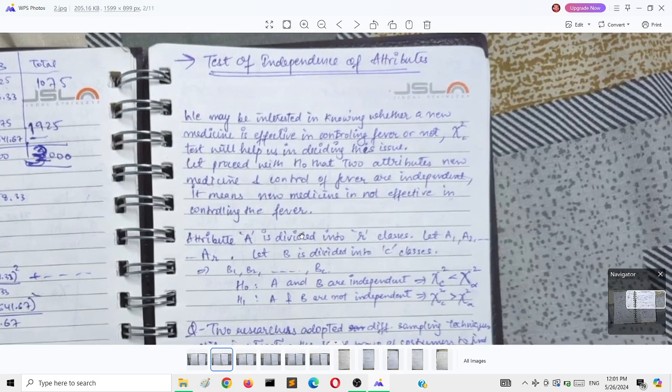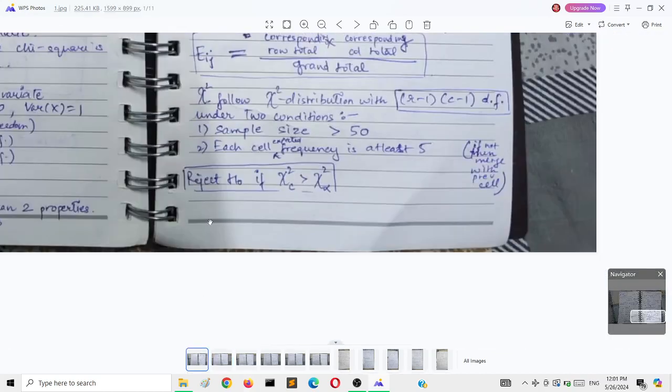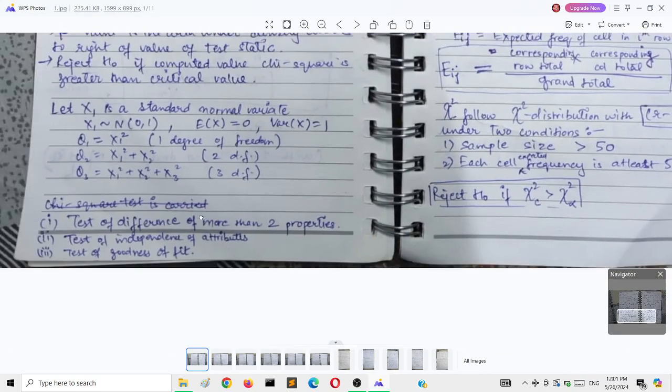Now we'll have a look at the test for the independence of attributes. This is the second condition for which the chi-square test is evaluated. The first one is the previous scenario. So we have three scenarios in total. The first is the test of the difference of two or more than two proportions. The second scenario is the test of the independence of attributes, and the third one is the test of goodness of fit.